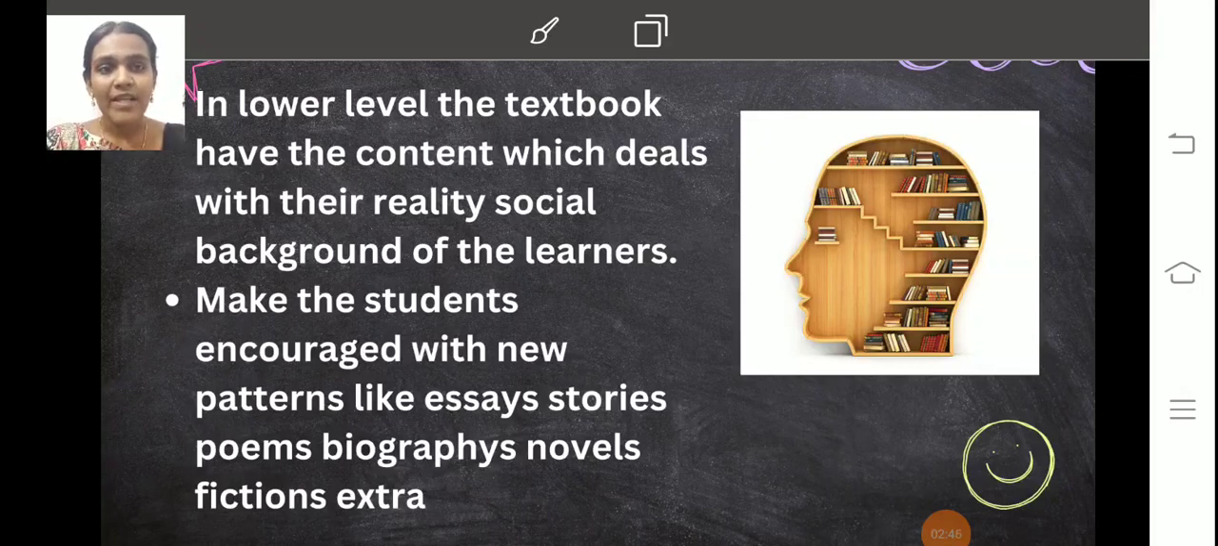So in the lower level, the textbook contains the reality concept. Make the students encouraged with new patterns like essays, stories, poems, biographies, novels, fiction, etc. These are the things that must be included inside the textbook. In lower grades, they only study rhymes and short stories, like small poems. But when they move into higher grades, they begin to read biographies and novels. Likewise, it helps to encourage the students to read more.